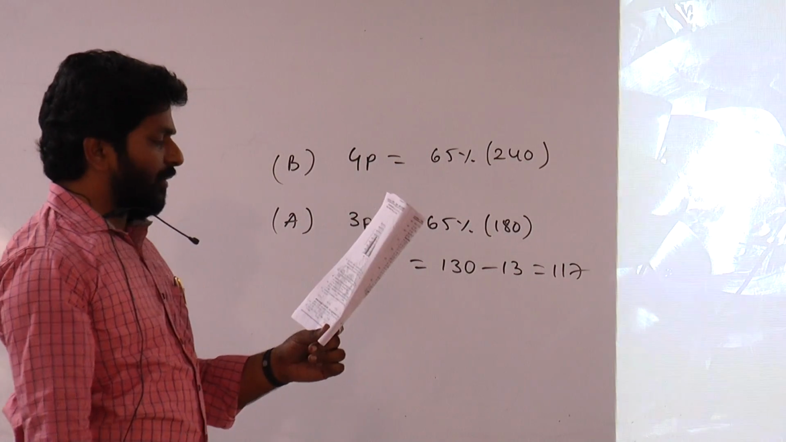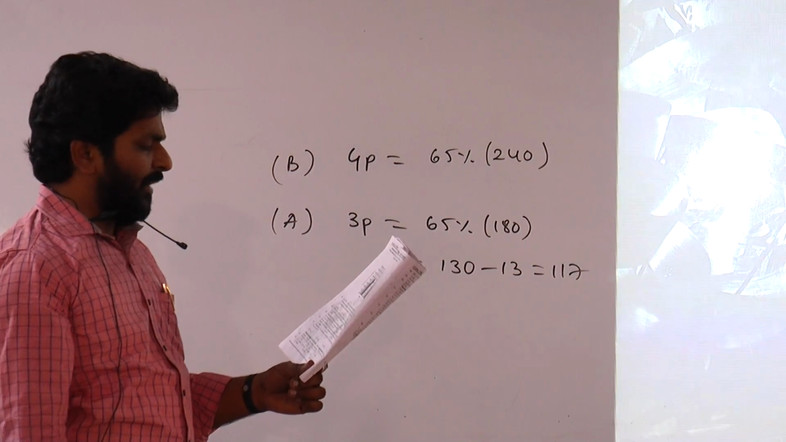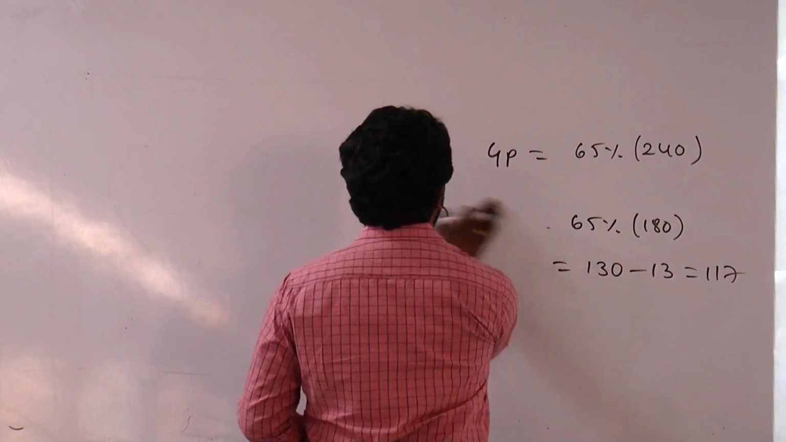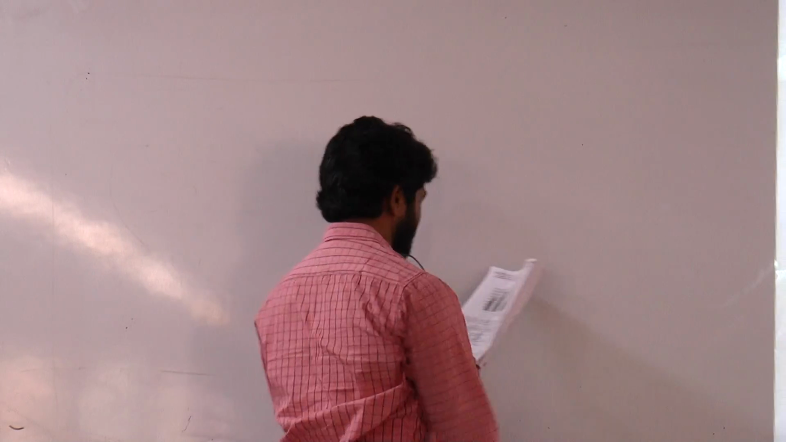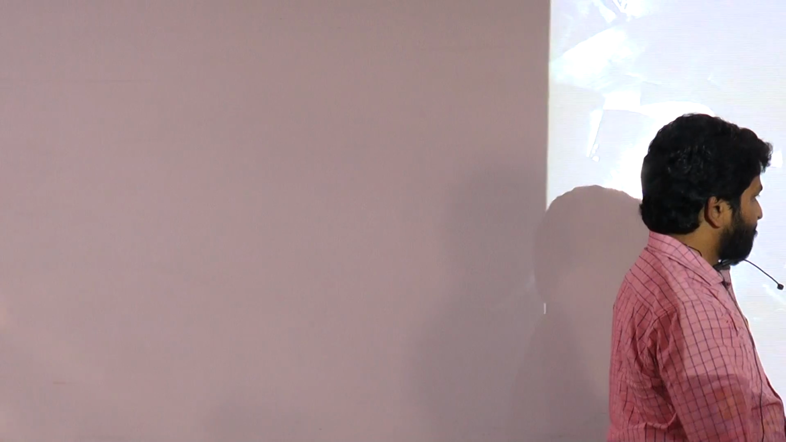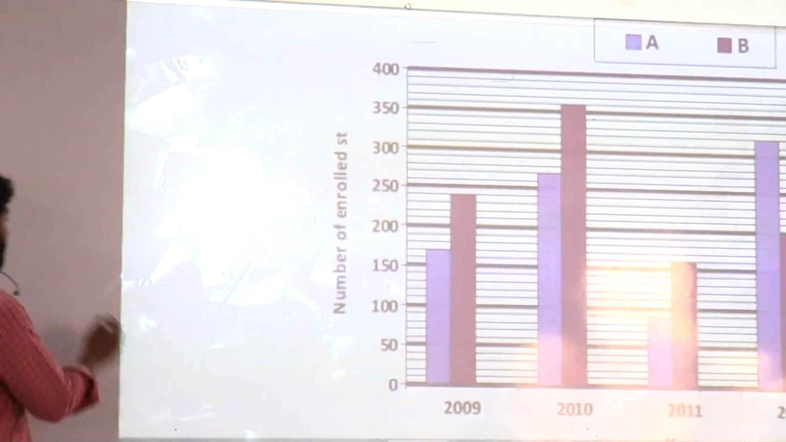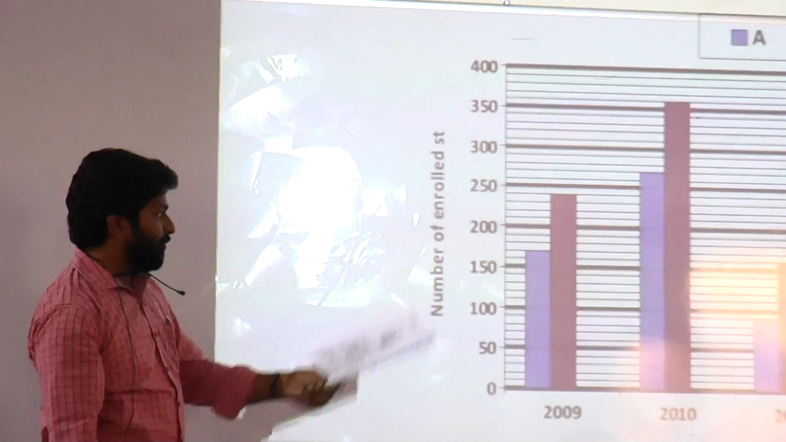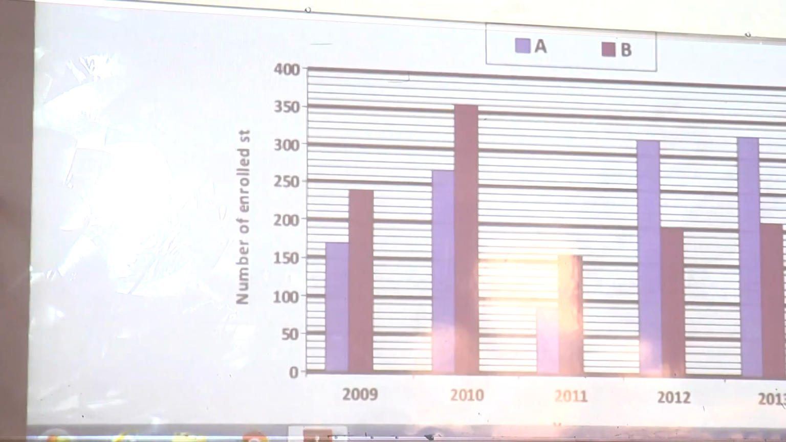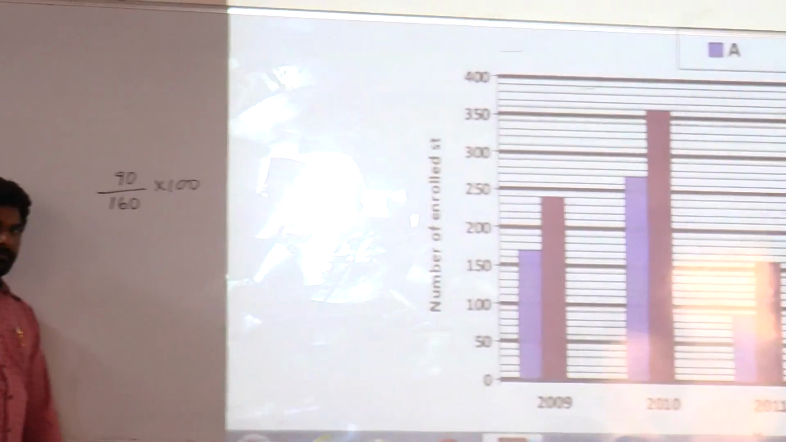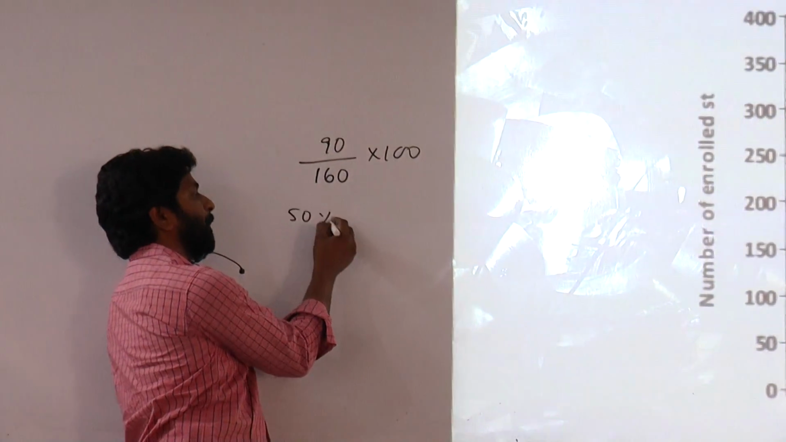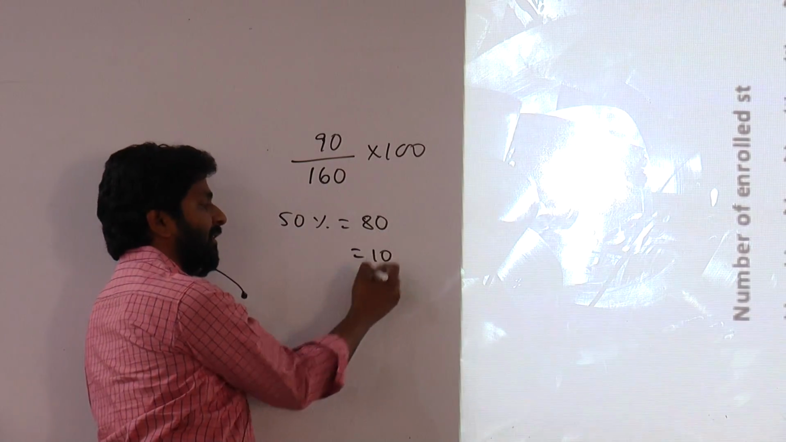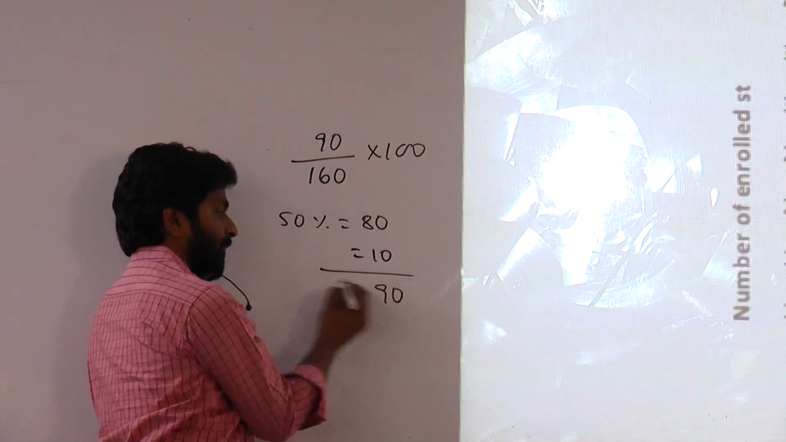The number of students enrolled in Institute A in 2011 is what percent of that enrolled in Institute B in the same year? A in 2011 is 90. 90 is what percent of students enrolled from school B? School B we have 160. Percentage, right, into 100. 50% of this number. And how much is our numerator? 90. So you need to add 10 here, then it becomes 90.